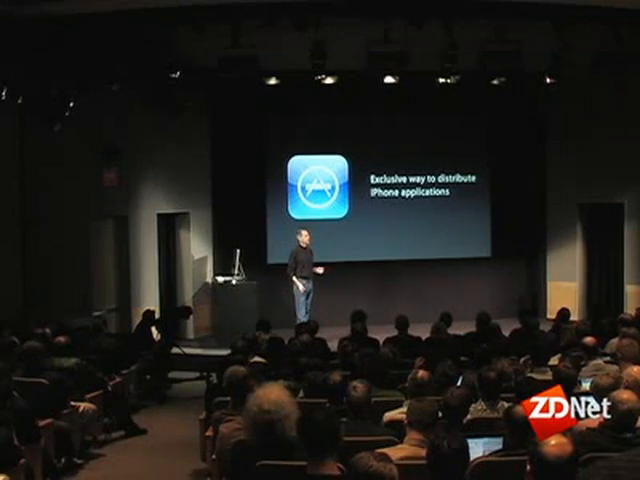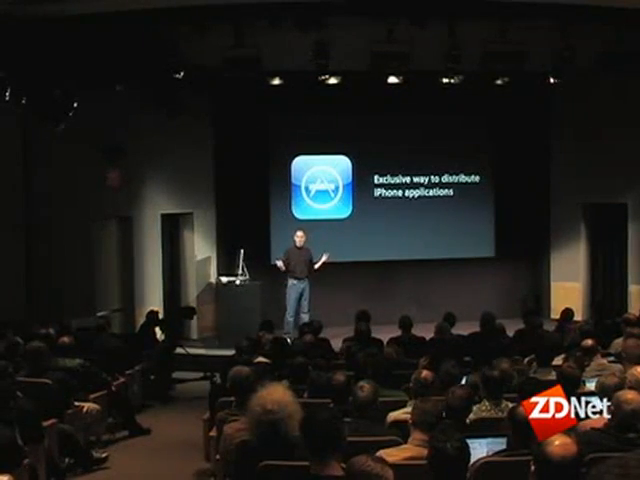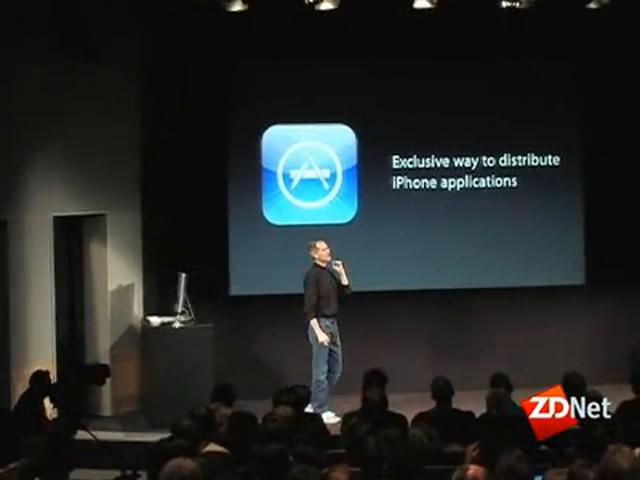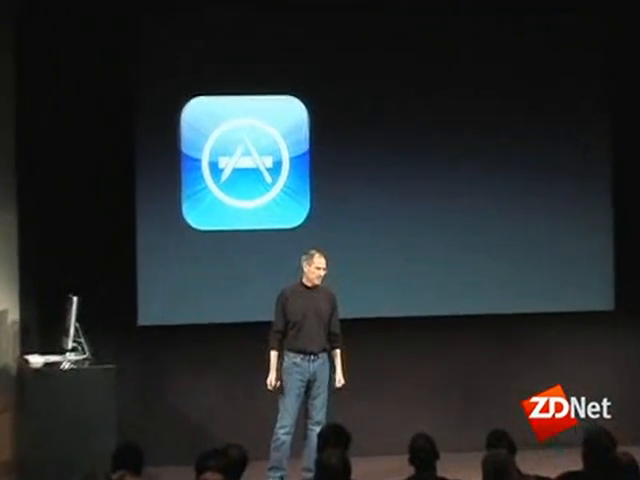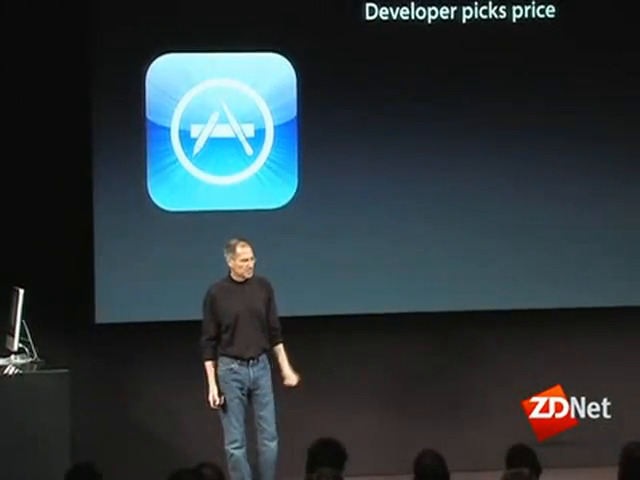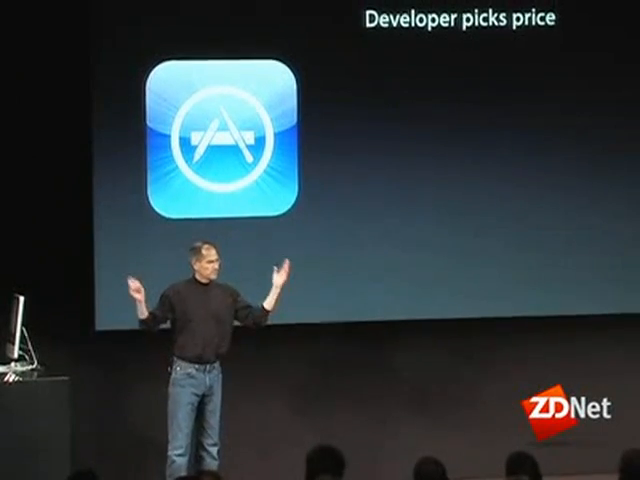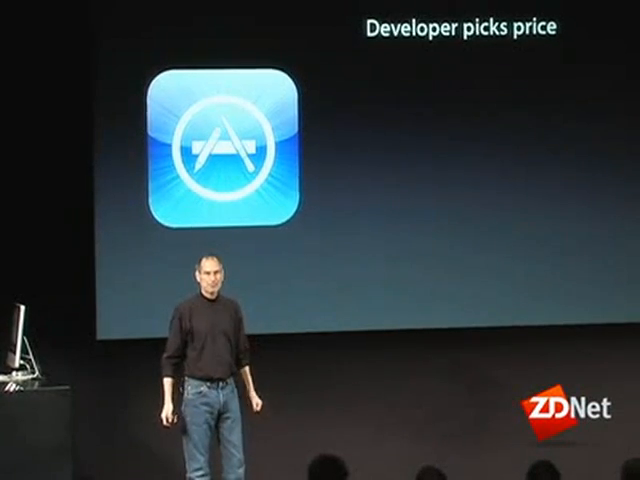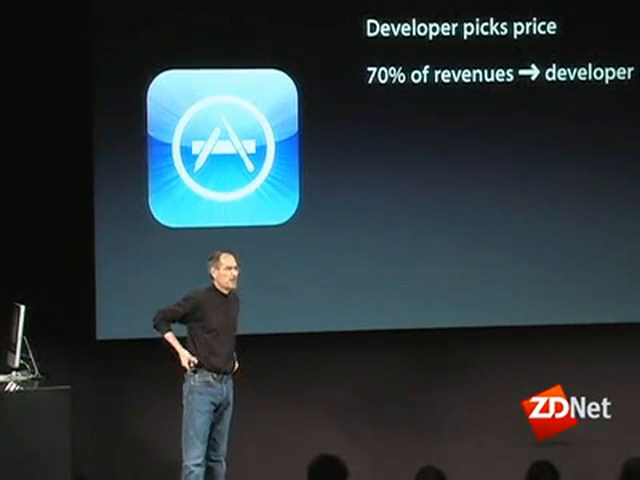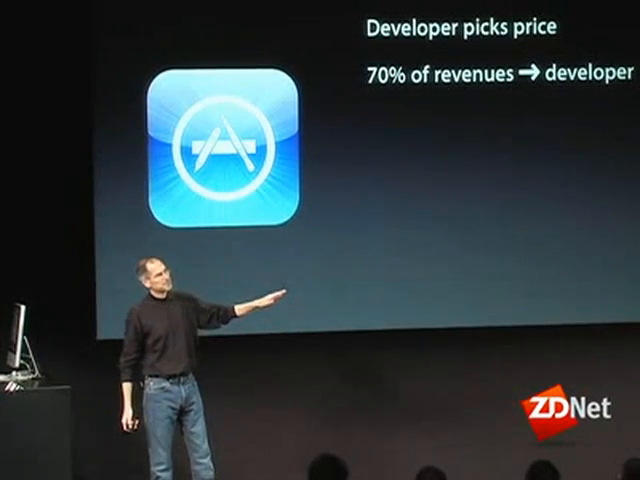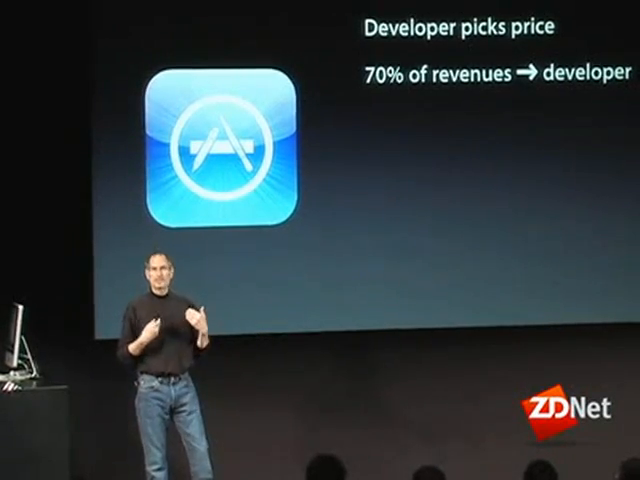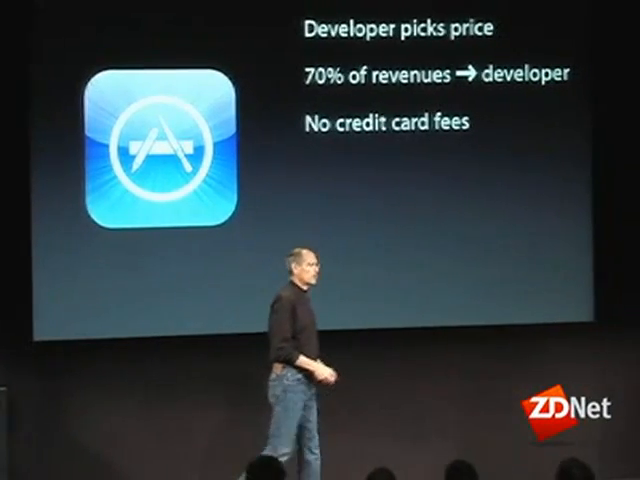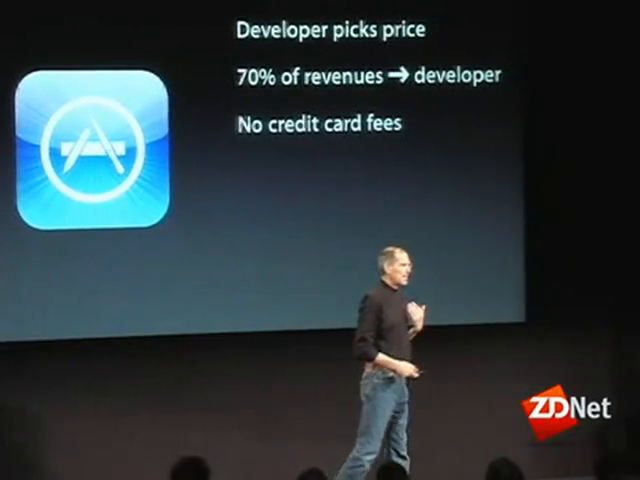Now, developers are going to ask, well, this is great, but what's the deal, right? What's the business deal? We think we've got a great business deal for our developers. First of all, the developer picks the price. Pick whatever price you want to sell your app at. When we sell the app through the App Store, the developer gets 70% of the revenues right off the top. We keep 30% to pay for running the App Store. There are no credit card fees for the developer. We take care of all that.